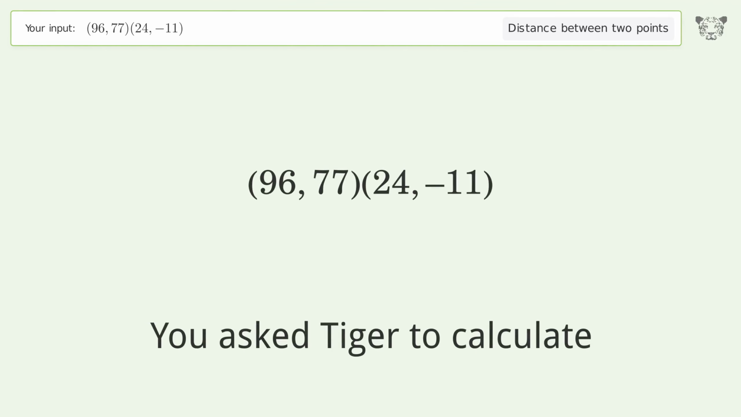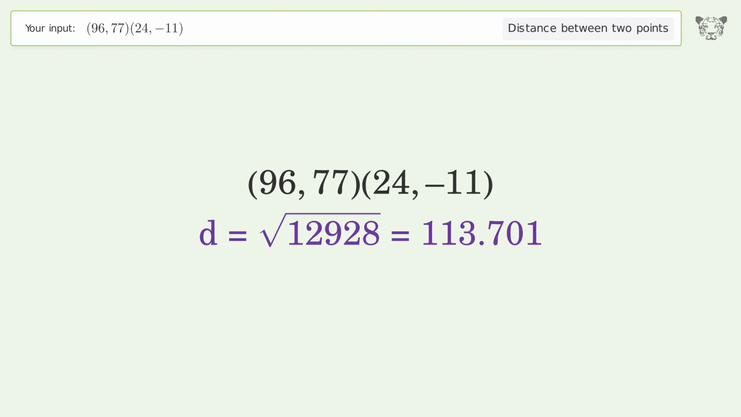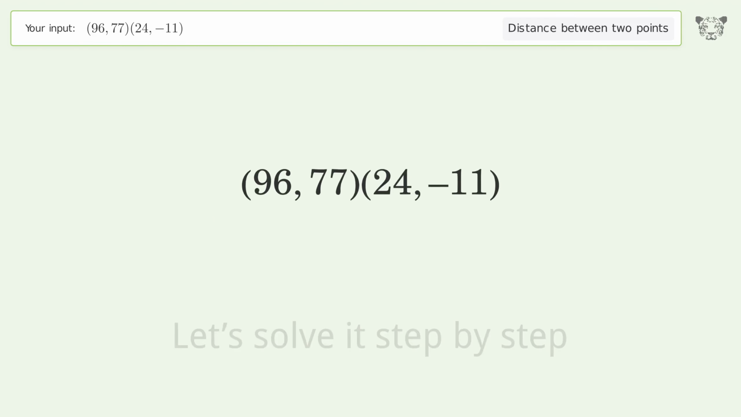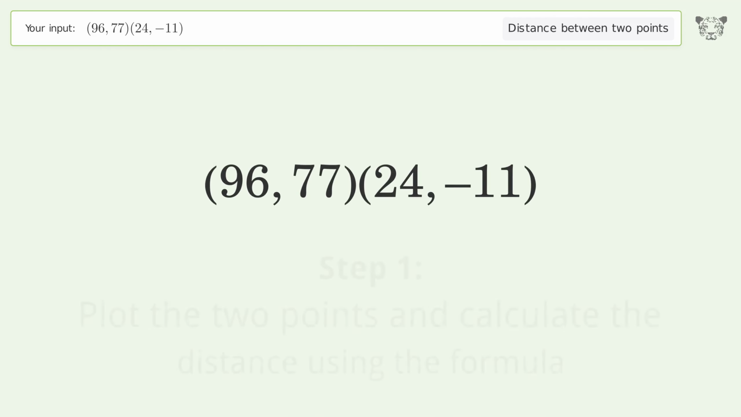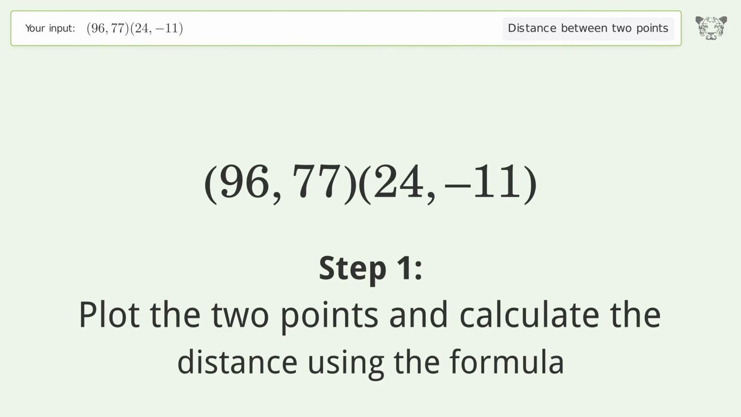You ask Tiger to calculate. This deals with the distance between 2 points. The distance between the 2 points is the square root of 12,928, or 113.701. Let's solve it step by step. Plot the 2 points and calculate the distance using the formula.